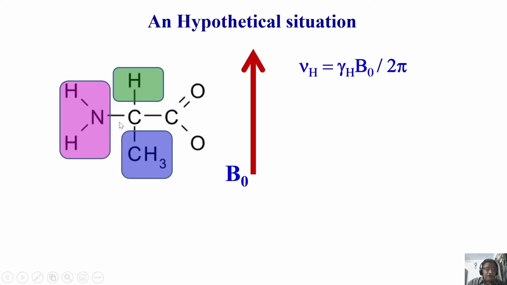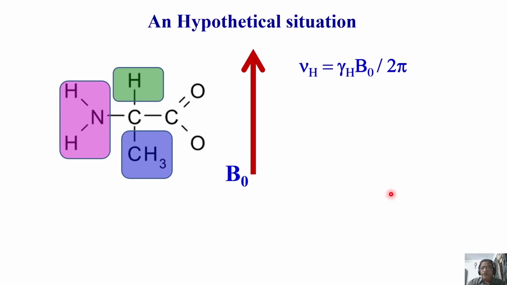In this molecule, you can also study nitrogen-15 NMR, nitrogen-14, carbon-13, O-17, various NMR active nuclei are present in this molecule. But for the discussion to continue, I am concentrating on only protons. Hence, my basic resonance condition I have written like this: nu H is equal to gamma H into B naught over 2 pi.